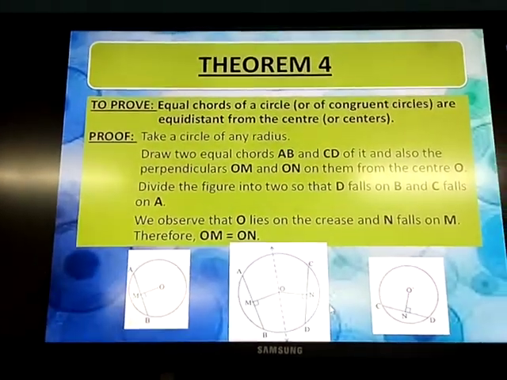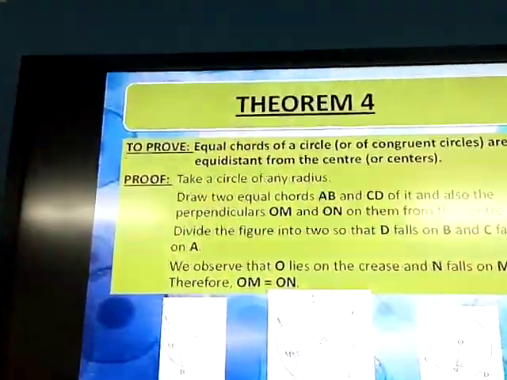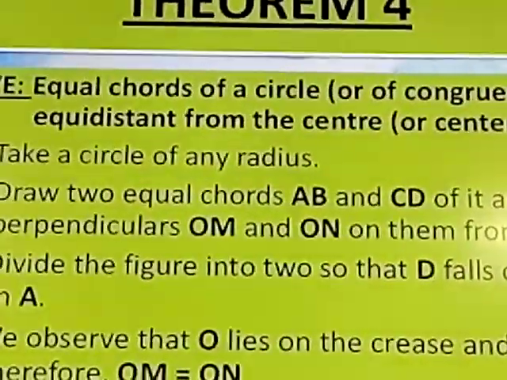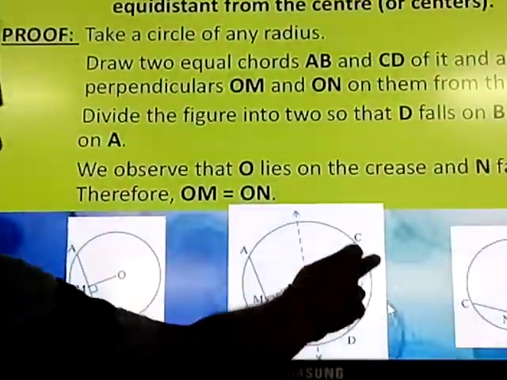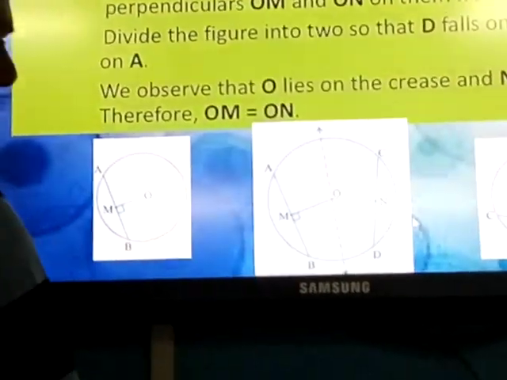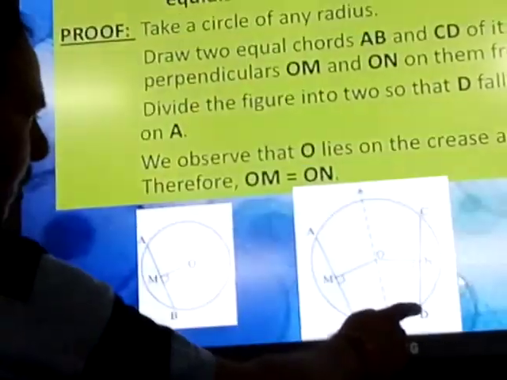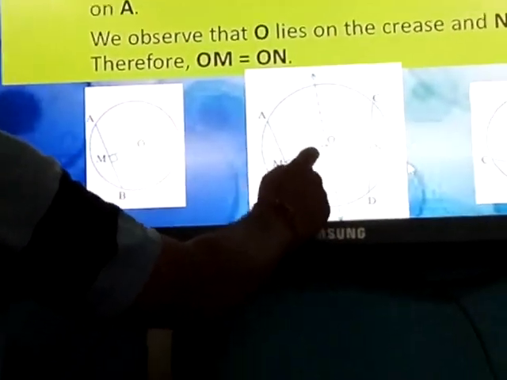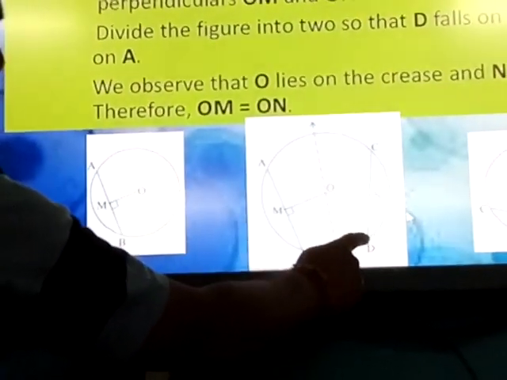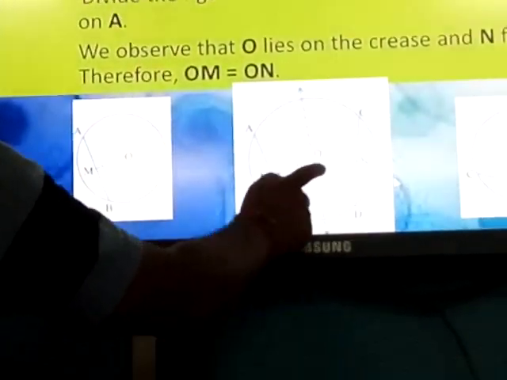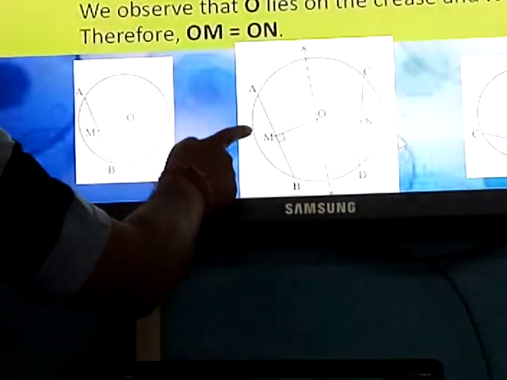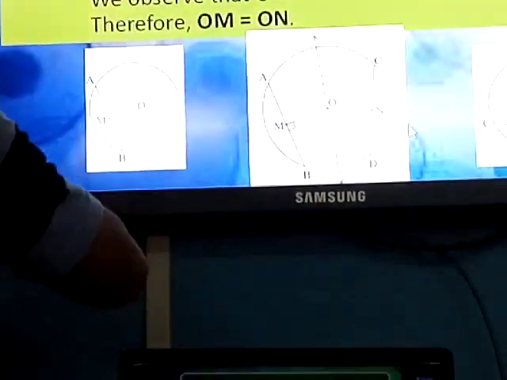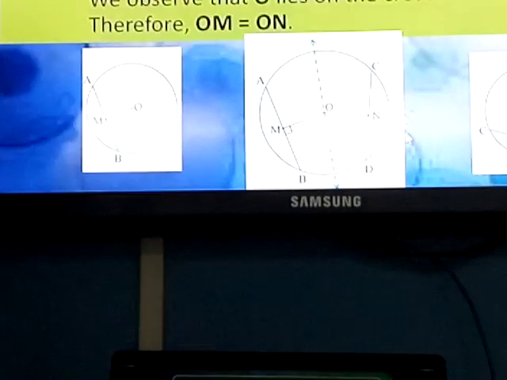Theorem 4. Equal chords of a circle or congruent circles are equidistant from the center. For this proof, we draw two chords AB and CD and perpendiculars OM and ON. When we join these two lines OB and OD, we get triangles OMB and OND. We can prove these two triangles are congruent, and in this way we prove that MB is equal to ND, and by the previous theorem AB is equal to CD.